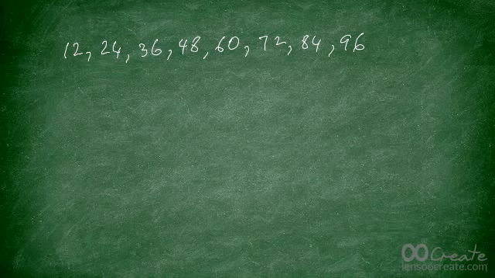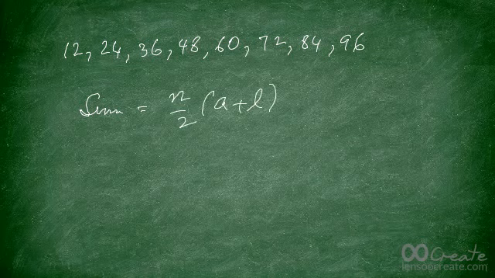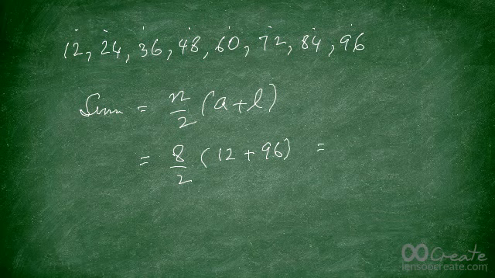The correct answer is 432. And how do we do this? Again, the sum is going to be equal to n over 2 into a plus l. There are 1, 2, 3, 4, 5, 6, 7, 8 terms. So that's going to be 8 over 2 into 12, which is the first term, and 96, which is the last term. And that is equal to 4 times 96 plus 12, which is 108. So that should give you 432. So the answer is 432.